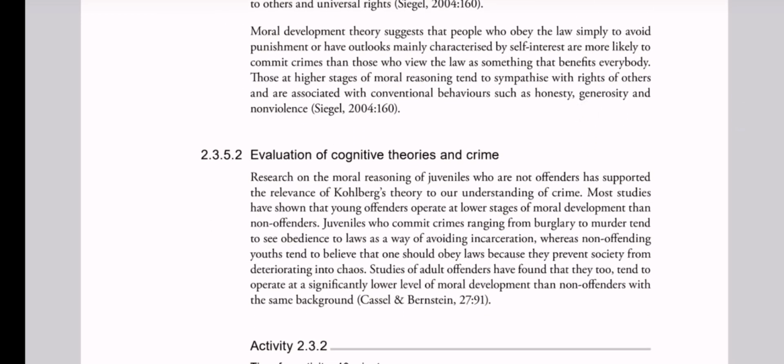Moral development theory suggests that people who obey the law simply to avoid punishment, or have outlooks mainly characterized by self-interest, are more likely to commit crimes than those who view the law as something that benefits everybody. Those at high stages of moral reasoning tend to sympathize with the rights of others and are associated with conventional behaviors such as honesty, generosity, and nonviolence.